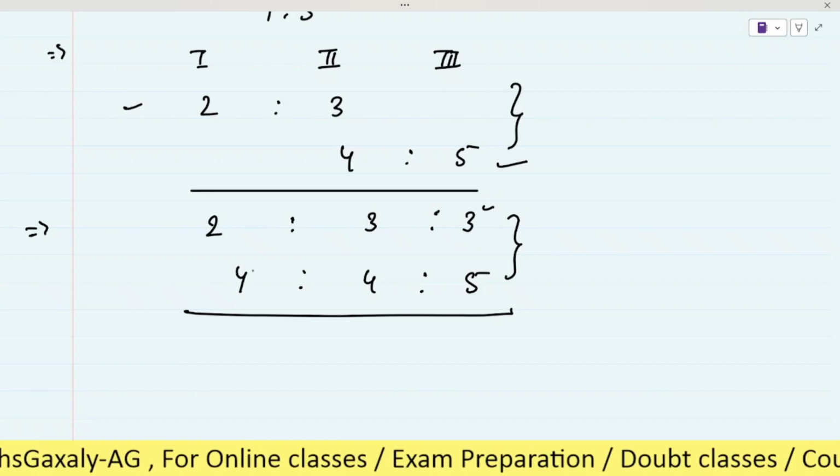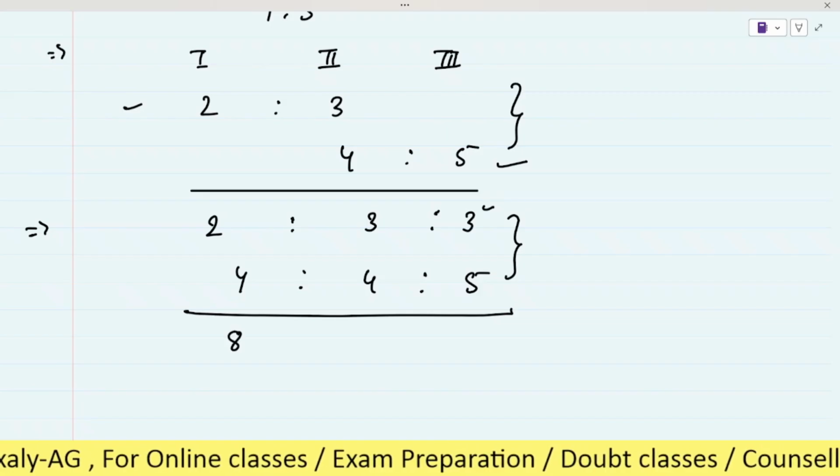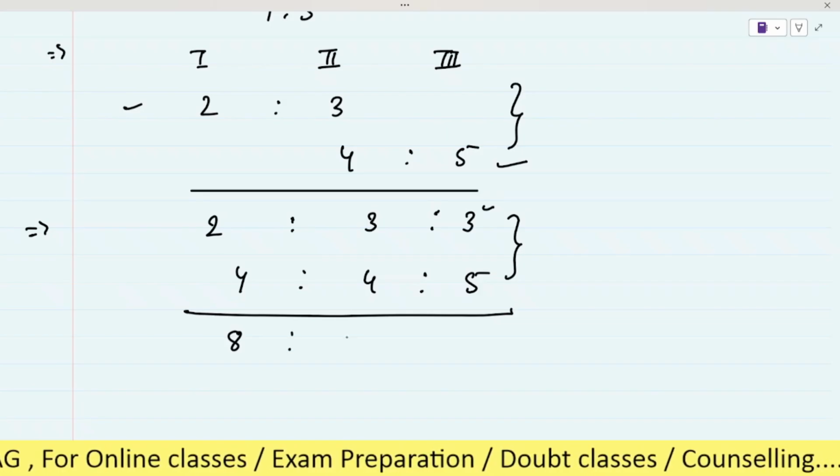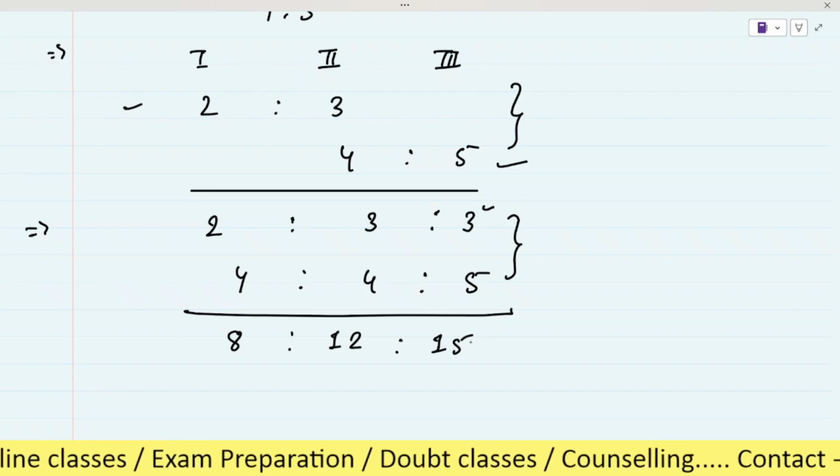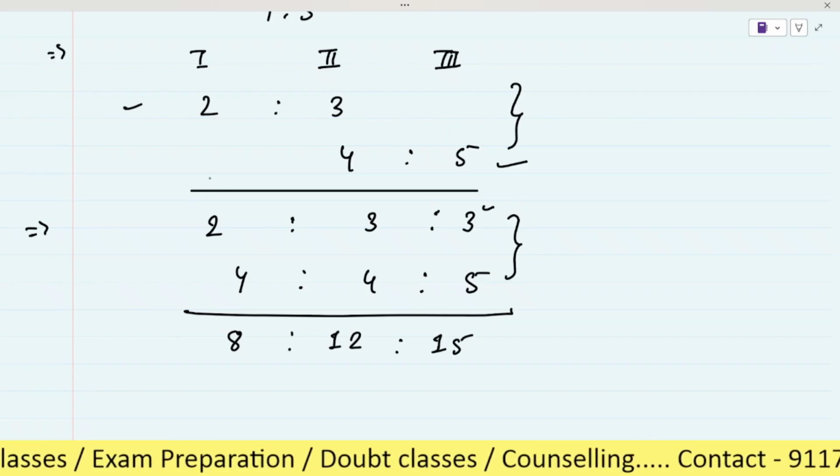So it will be here 3 and here it will be 4. Now 2, 4, 8. 3 into 4, 12. And 3 into 5, 15. Right? Is it clear now?